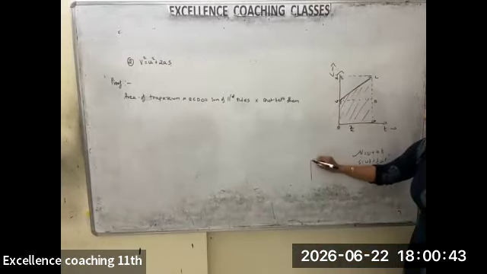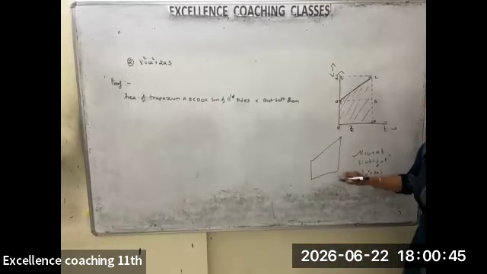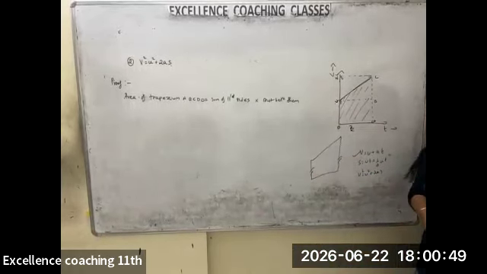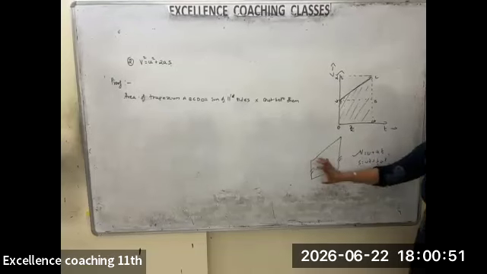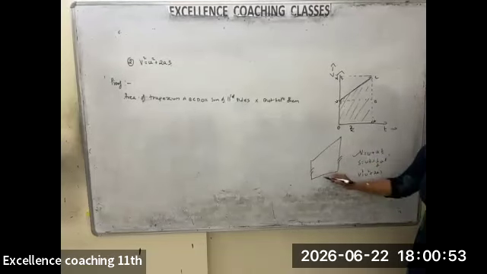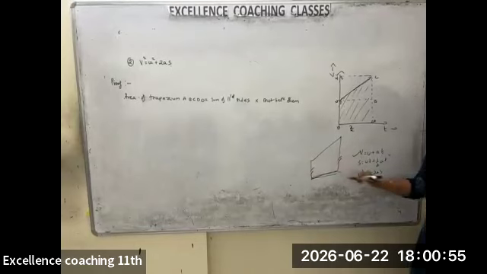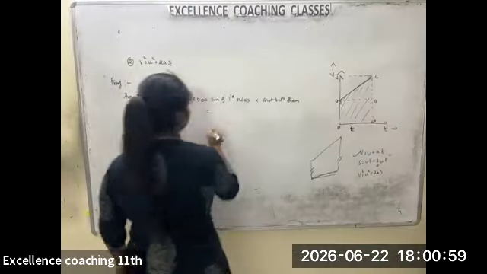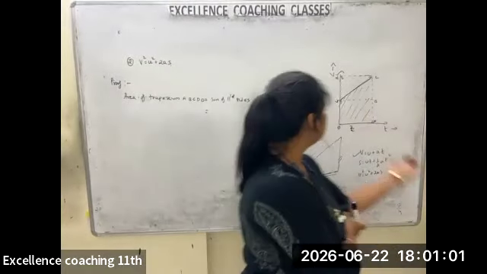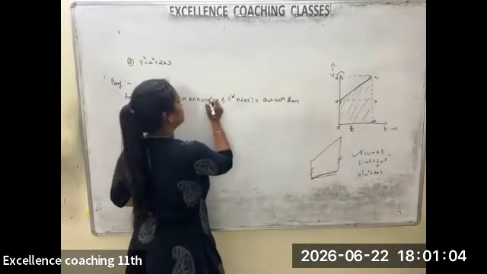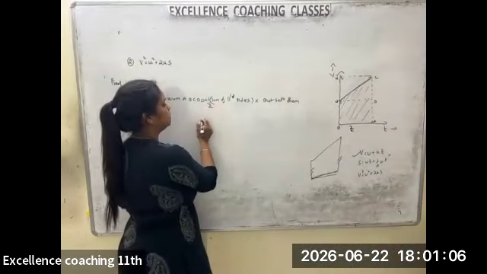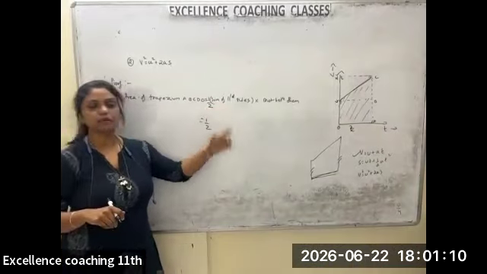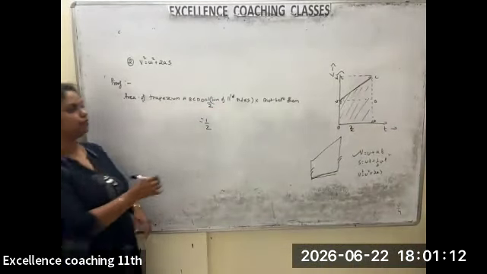Your trapezium is like this. So which are the two parallel sides? Sum of the two parallel sides, so this plus this, and distance between them. Okay. So can you tell me? There is one more term here. Sorry. It is half. Half sum of parallel sides into distance between.